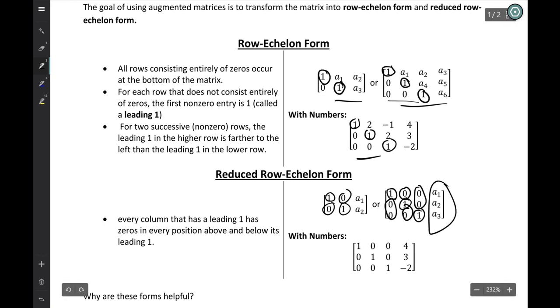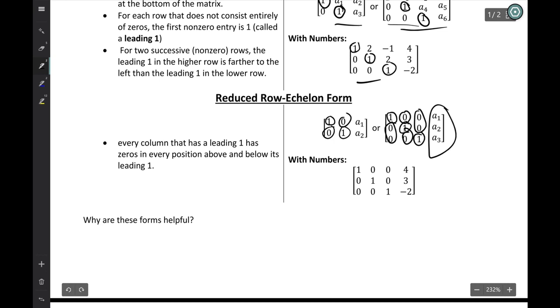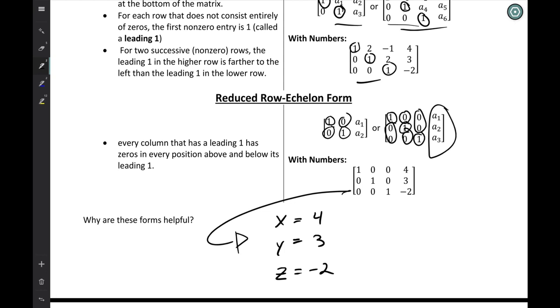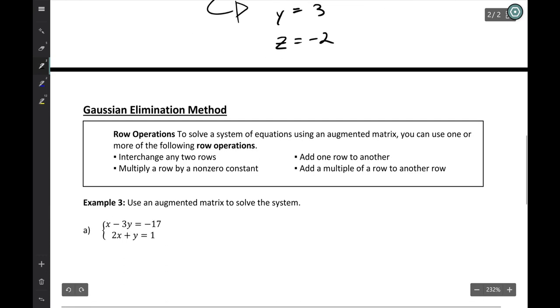Same thing with numbers. Now the question is, why is this form helpful? I think the easiest way to show that is to take this one and turn it back into a system of equations. You get x equals 4, y equals 3, and z is equal to -2. Now this is really, really nice because those are the answers. That's literally why we're doing this. We're trying to get it to be the answers. So let's look at a couple of examples next.